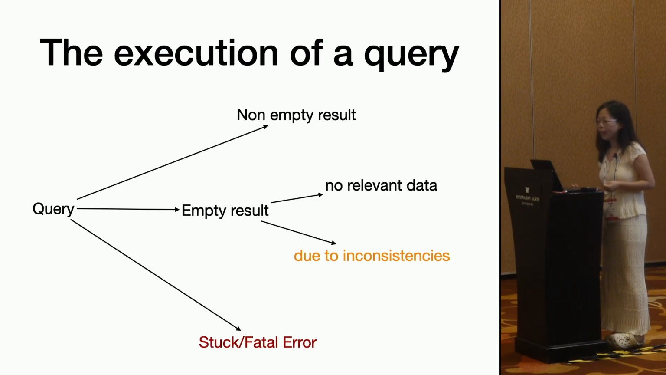So in summary, if you have a path query, you can have several results. One of them is that you return something and it's non-empty, which is happy because it's the best case. The other kind of result is an empty result, which is unexpected. This empty result could be because of some non-relevant data or, for instance, type inconsistency. And the other kind of result is you will get a fatal error or you get stuck.